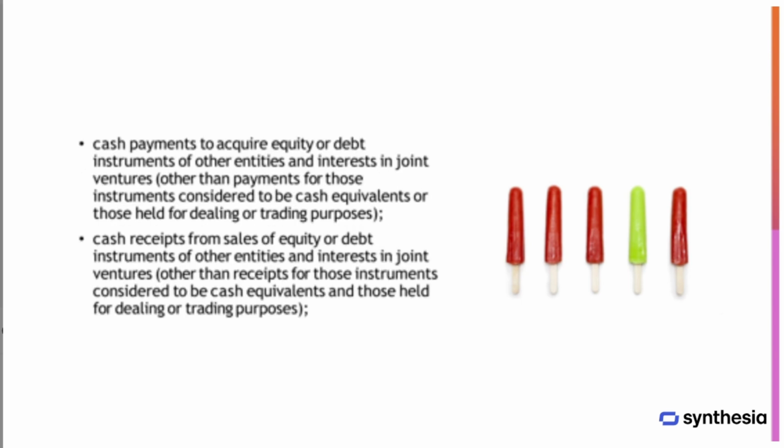Cash payments made to acquire equity or debt instruments of other entities and interests in joint ventures are classified as investing activities, except when these payments relate to instruments considered to be cash equivalents or those held for dealing or trading purposes. Likewise, cash receipts from the sale of equity or debt instruments of other entities and interests in joint ventures are also categorized as investing activities, unless the receipts involve instruments considered to be cash equivalents or those held for dealing or trading purposes. These cash flows reflect investments made by the entity for the purpose of generating future returns.